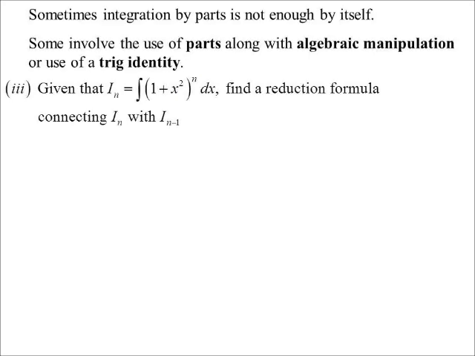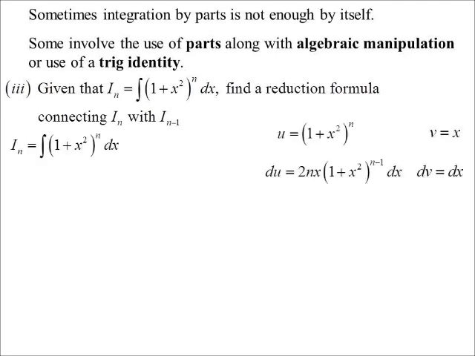Okay, sometimes integration by parts is not enough by itself. Algebraic manipulation. I_n is the integral of (1 plus x squared) to the power of n. Find a formula connecting, so giving us a bit of a hint, I_n with I_(n-1). So (1 plus x squared) to the power of n. Okay, I'm going to do it by parts. (1 plus x squared) to the power of n is u. So there's du. dv becomes dx. So v is x. So I get uv minus the integral of v du.